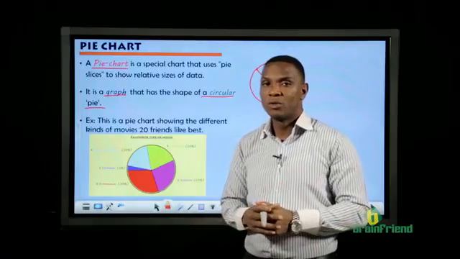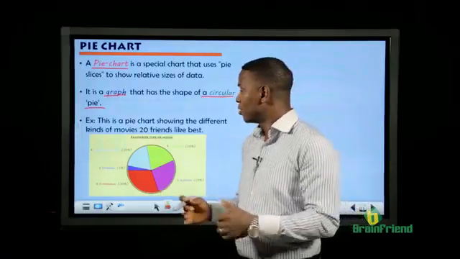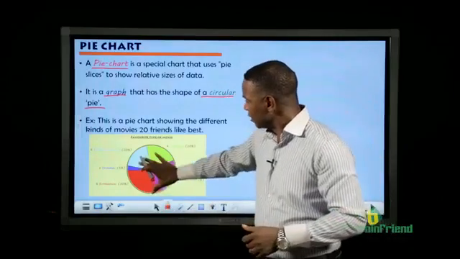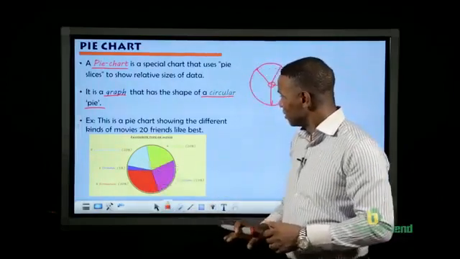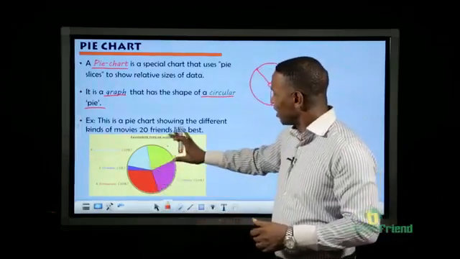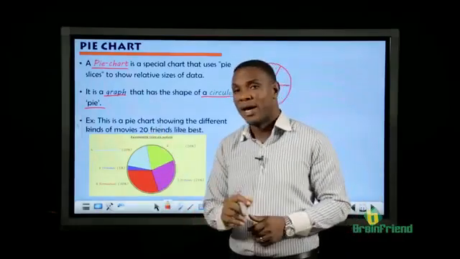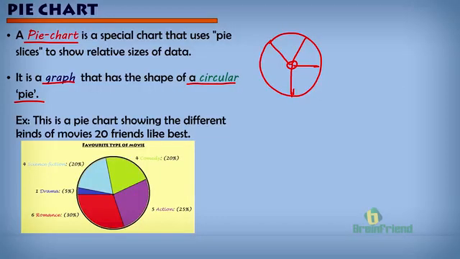Now let's take a typical look at what a pie chart looks like. This pie chart here, at a glance, tells us the different kinds of movies 20 friends like best. 4 friends out of the 20 like comedy. This area here contains the friends that like comedy. 5 friends out of the 20 like action, and of course, it has a different color.